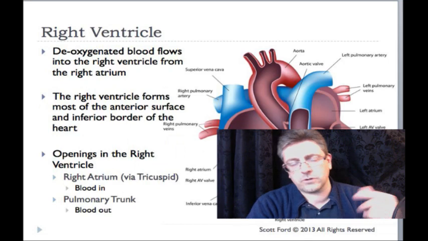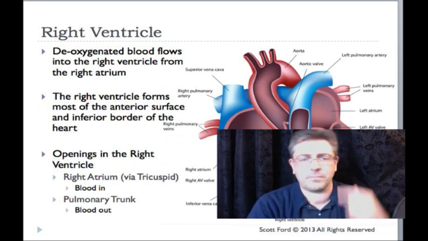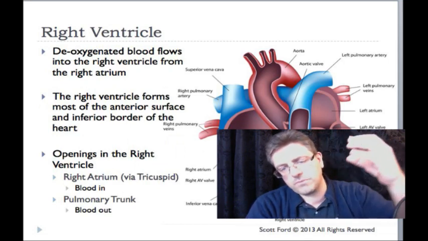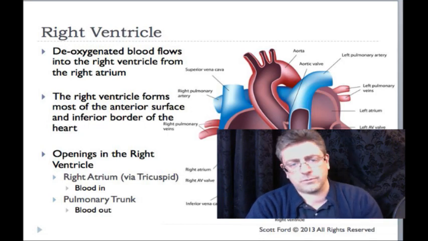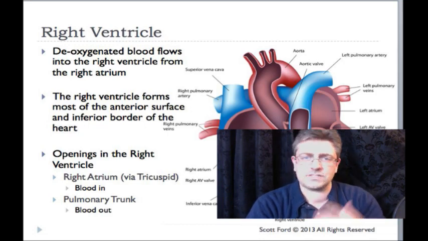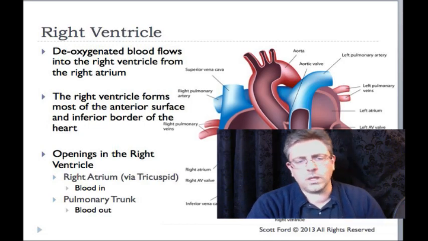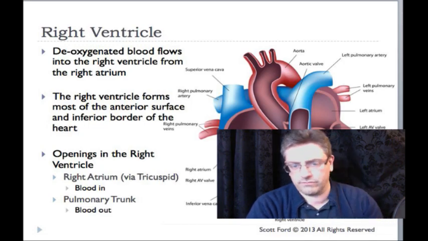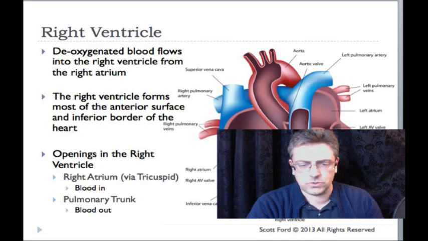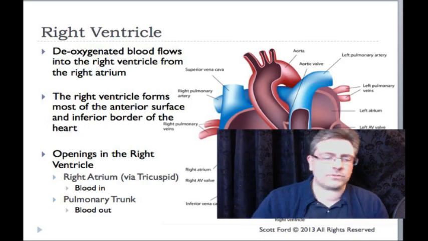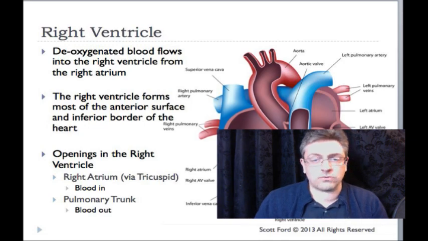Going from the right atrium to the right ventricle, so going top to bottom, the right atrium dumps the blood into the right ventricle. So the right ventricle is receiving deoxygenated blood from above it. The right ventricle forms most of the anterior surface and inferior border of the heart, and openings into the right ventricle include the right atrium via a valve, which we'll talk about later, called the tricuspid, and blood out through something called the pulmonary trunk.